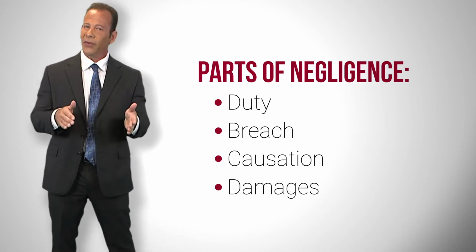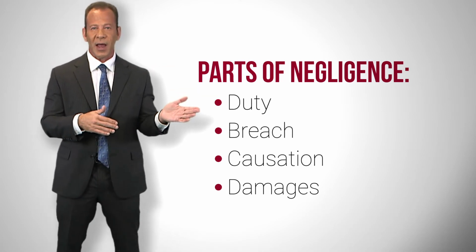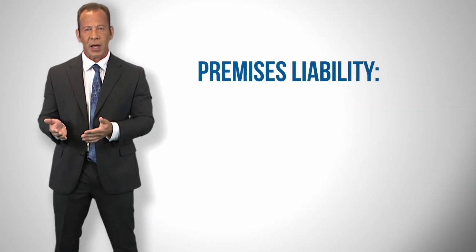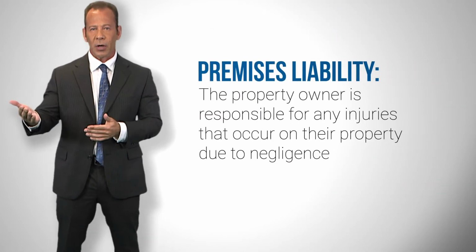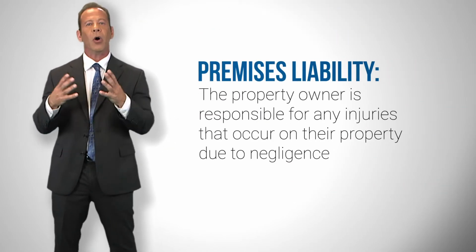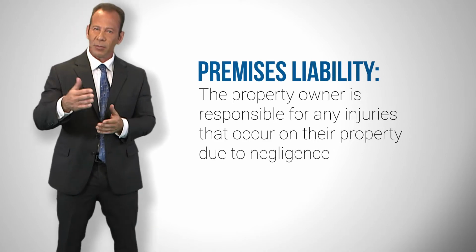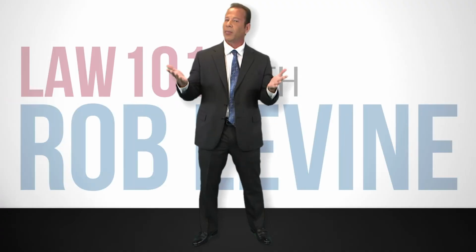100%. In a motor vehicle case, we talked about showing the other driver was negligent. In a premises liability case, we're showing that the shop owner or the homeowner, the person who owns the premises, is responsible for your injuries. So let's talk about a slip and fall case.